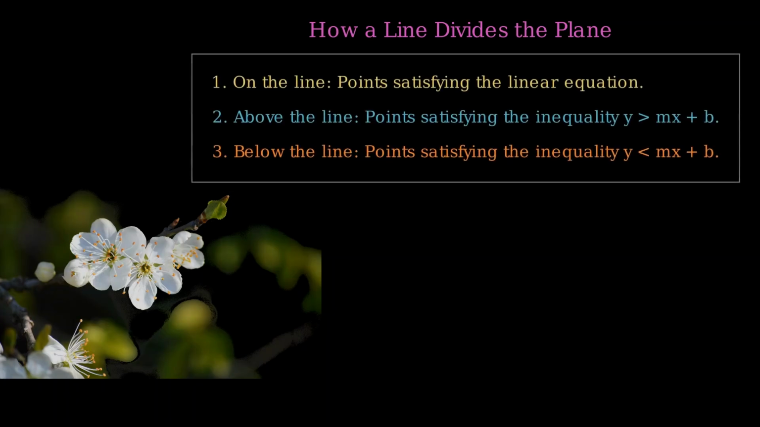A single line divides the entire two-dimensional coordinate plane into 3 distinct regions. First, the set of points that lie exactly on the line. Second, the region of points that lie strictly above the line. And third, the region of points that lie strictly below the line.